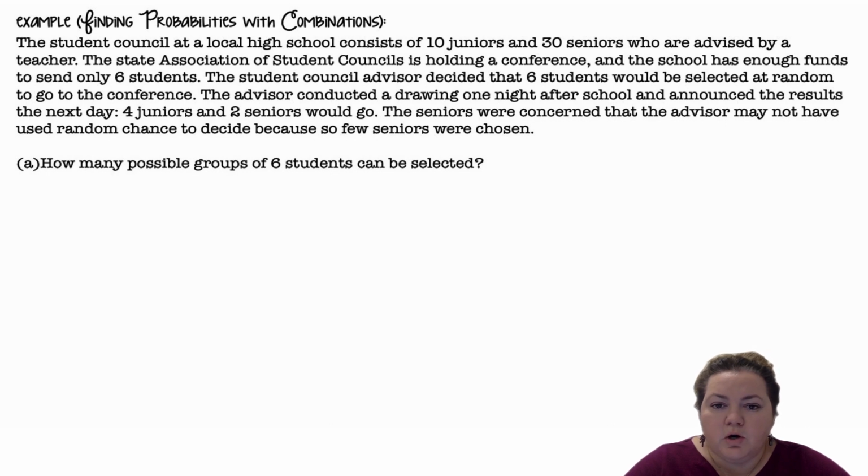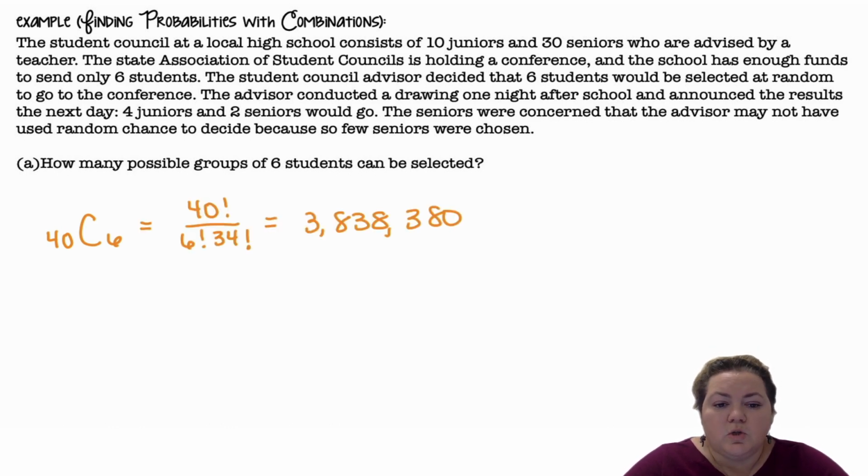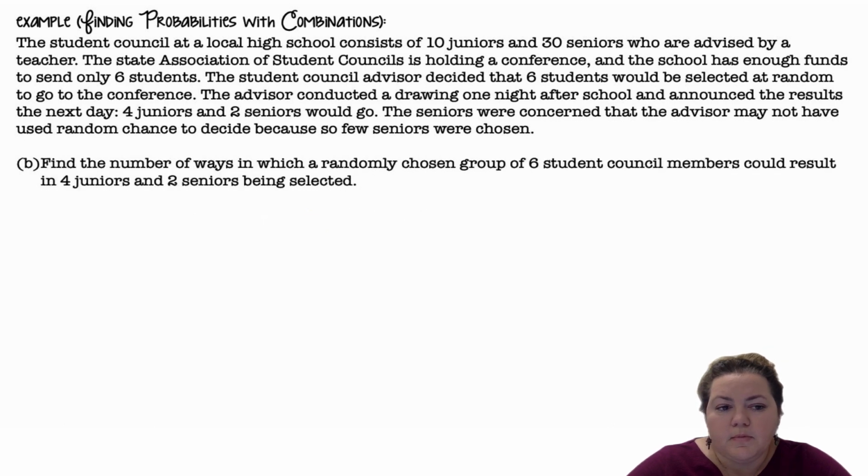So there were 10 juniors and 30 seniors, so there's 40 total students. So how many possible groups of 6 students out of all of the students would be 40 choose 6, which works out to be 3,838,380. Part B, find the number of ways in which a randomly chosen group of 6 student council members could result in 4 juniors and 2 seniors being selected.